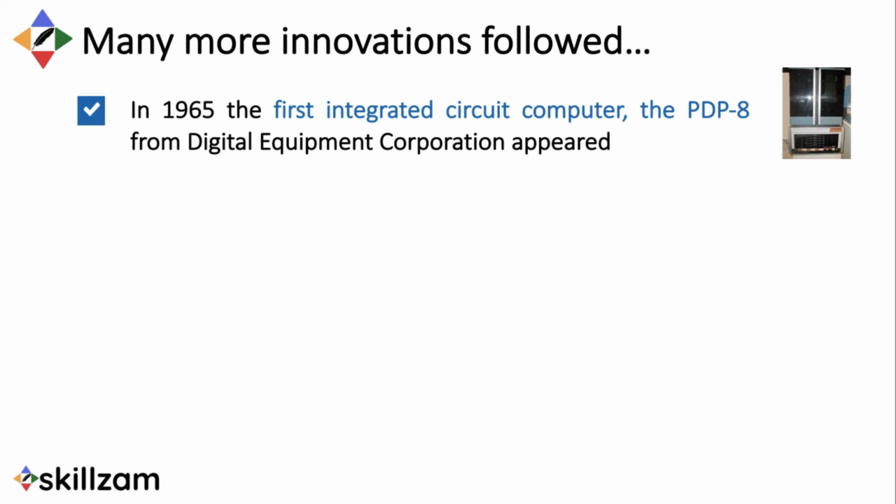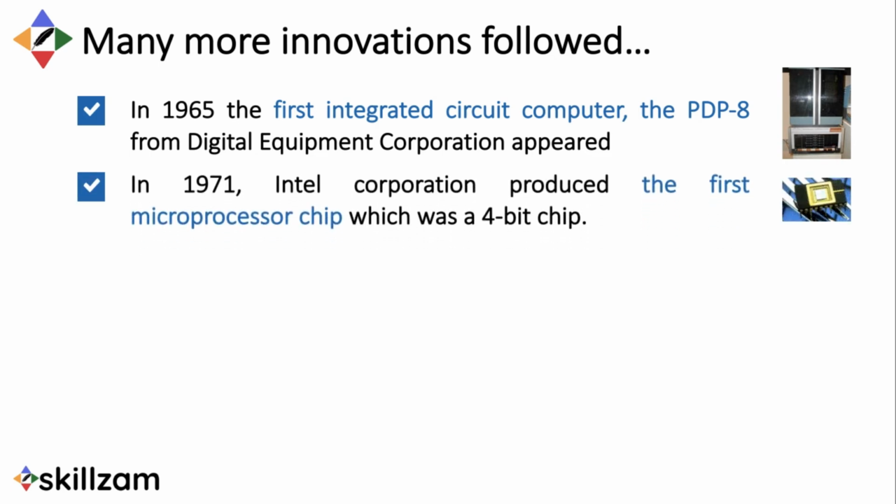After this, the real revolution in computer cost and size began. Intel Corporation revolutionized the CPU or the processor industry. It produced the first microprocessor chip in 1971, which was a 4-bit chip. Today's chips are 64-bit, just a comparison.